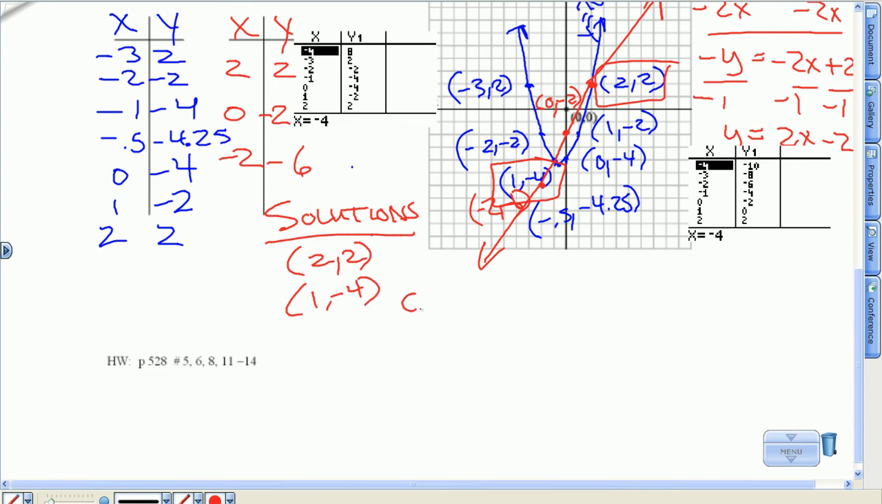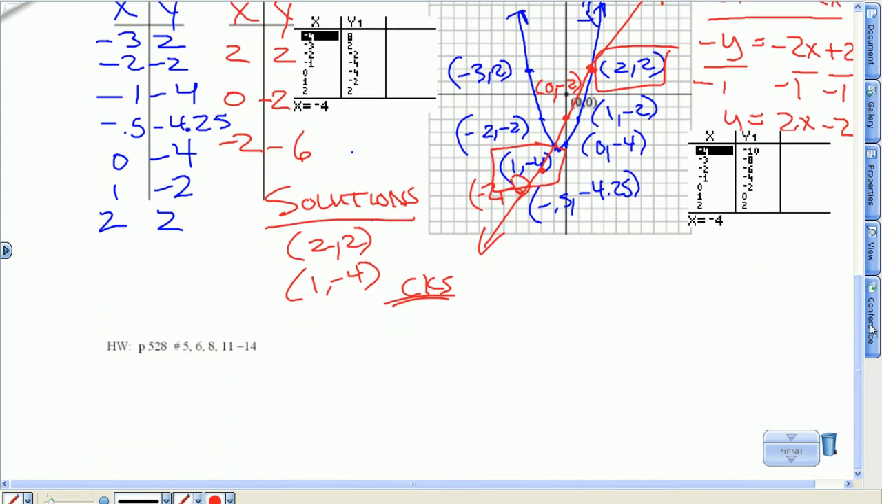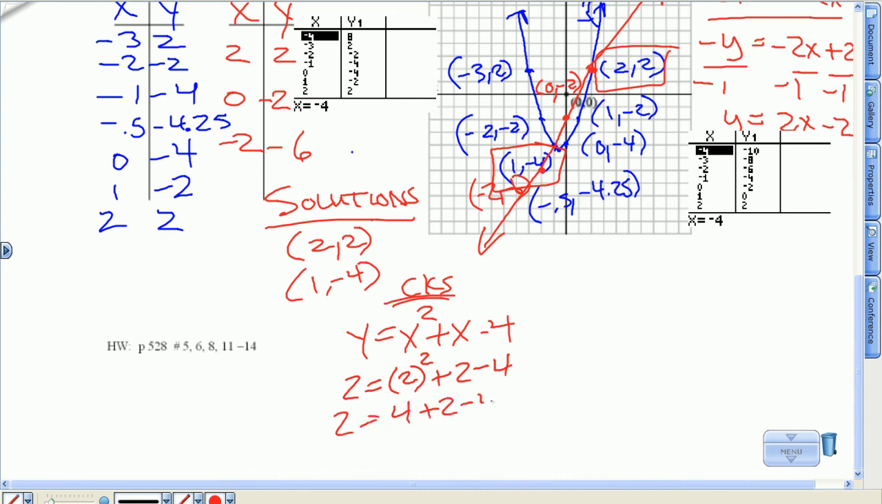Alright, so we're going to do our checks now. And I have lots of room so I can really explore the space and write a nice check. So I got y equals x squared plus x minus 4. And I'm going to check 2, 2. So x and y are both 2. Do order of operations, so exponents first. Of course, the 4 and the negative 4 are going to add up to be 0. So we're just going to have that, and it checks.